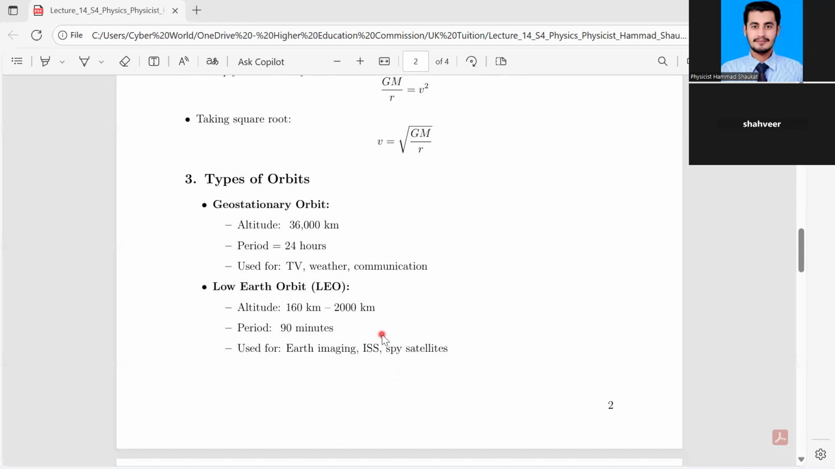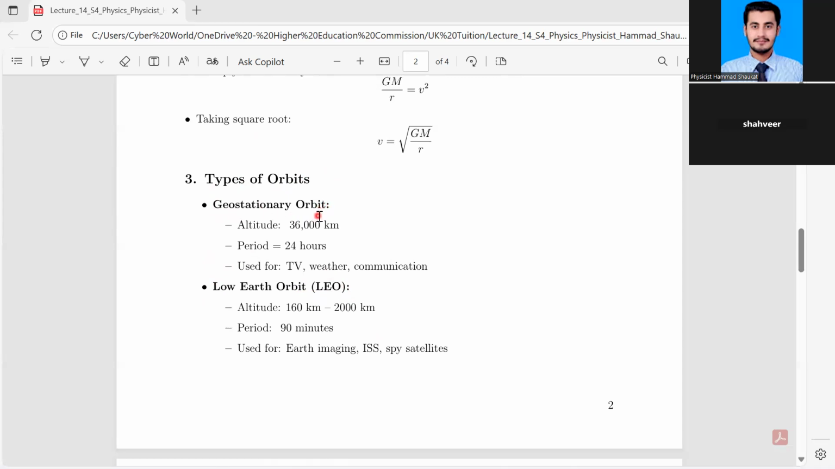There are two types of satellites, which we already discussed. One is the natural satellite and the other is the artificial satellite. But now we are dealing with orbits. Orbit means revolving in a circle. And there are two types of orbits also. One is called the geostationary orbit and the other is called the lower Earth orbit, also called LEO.